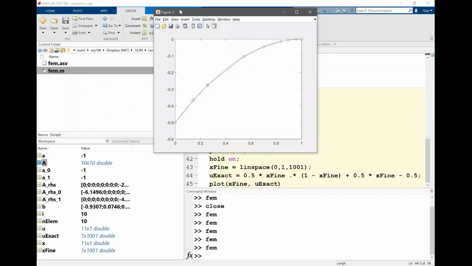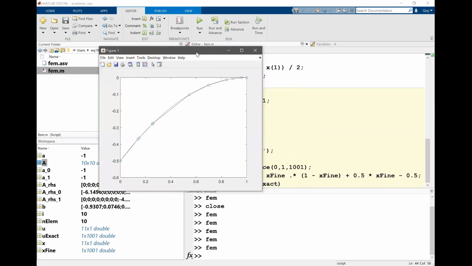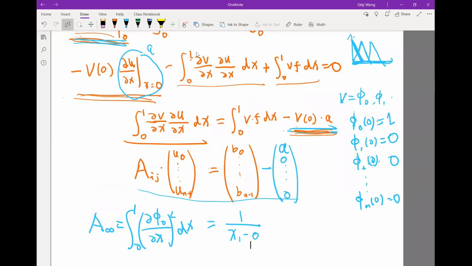All right, now we have our analytical and numerical solutions. They also match pretty well, right? Okay, any questions on the other type of boundary conditions we are enforcing here?